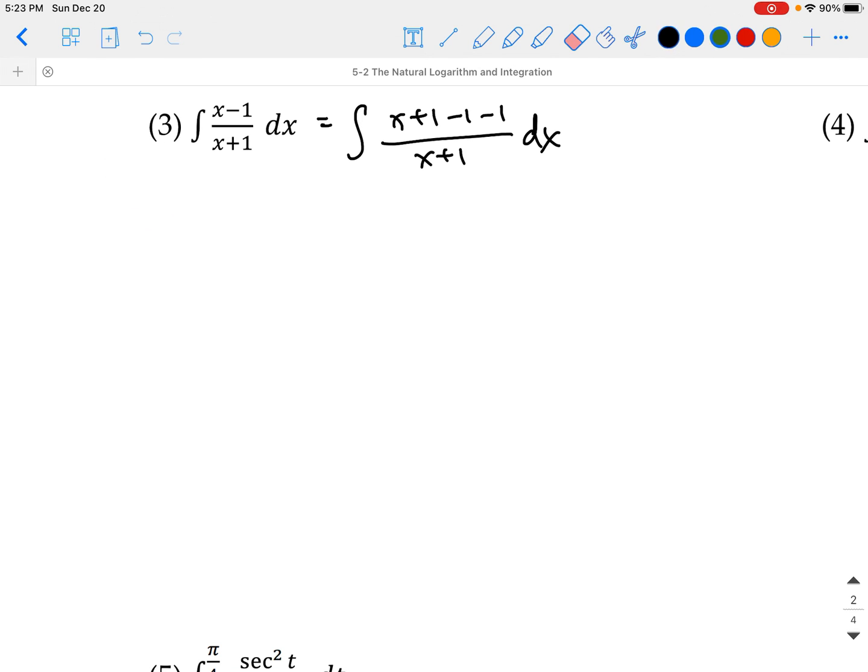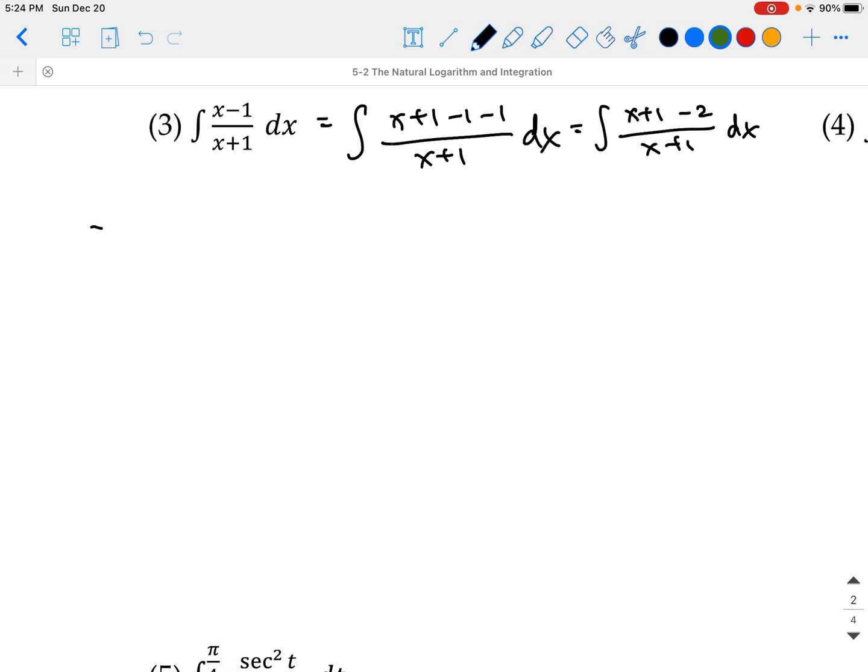Okay, so let's see if that actually is a legit thing that I just did. Well, all I did was add a plus 1 and a minus 1. So I just added 1 and subtracted 1, so the net is going to be 0. So this totally works. So that means that our integral could be written as x plus 1 minus 2 over x plus 1 dx.